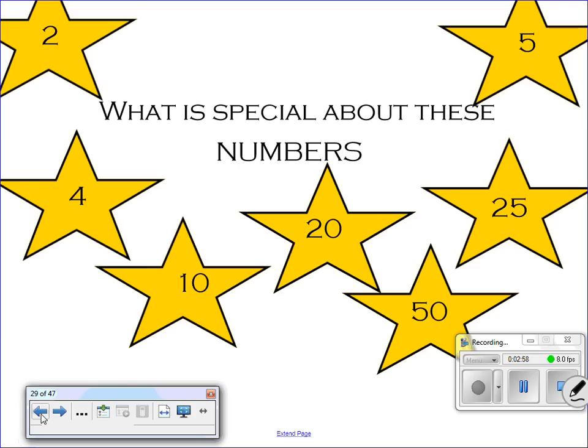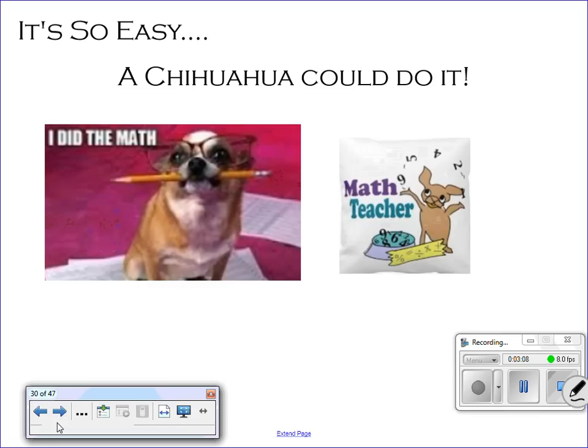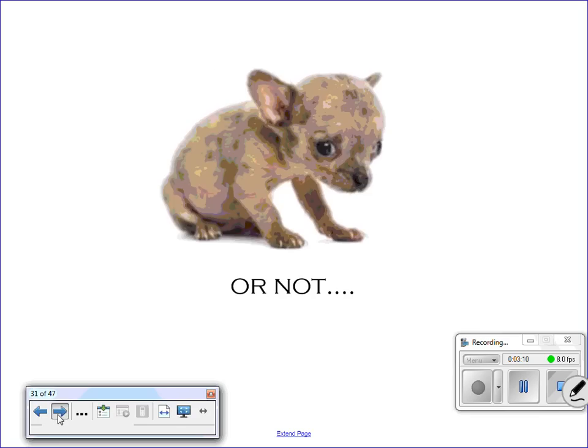But I want you to realize it is simple. All these numbers either go into a 10, 100, 1,000. Guess what? They could even go into 10,000, or 100,000. Okay?